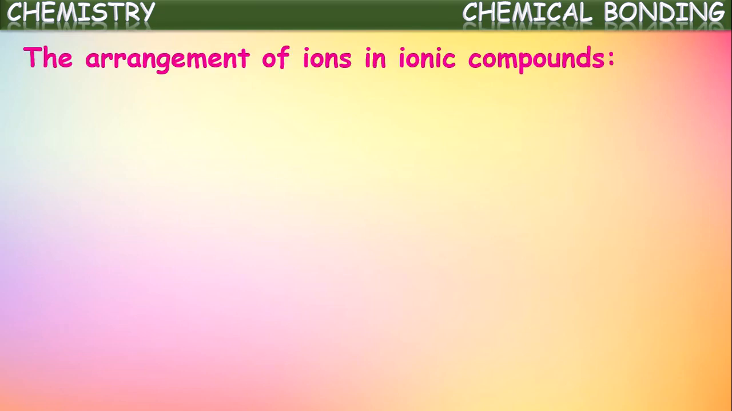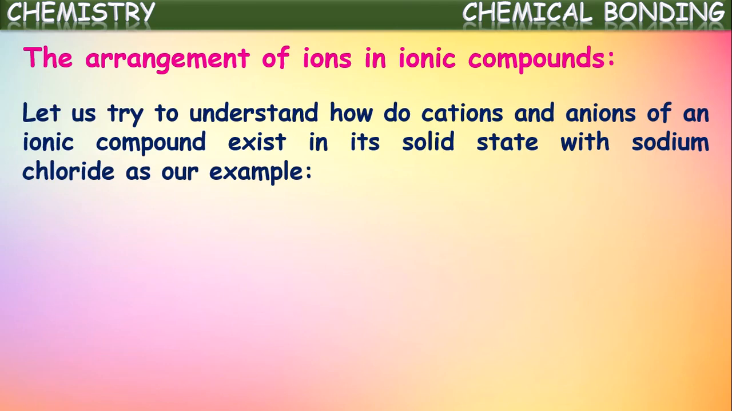Now let us see the arrangement of ions in the compounds. We are telling that these electrostatic forces of attraction between oppositely charged ions keep them held together, and hence the compound is formed. Now, how are these arranged in ionic compounds, in which systematic manner are these ions arranged, that let us see here. Let us try to understand how cations and anions of an ionic compound exist in the solid state, with sodium chloride as our example.